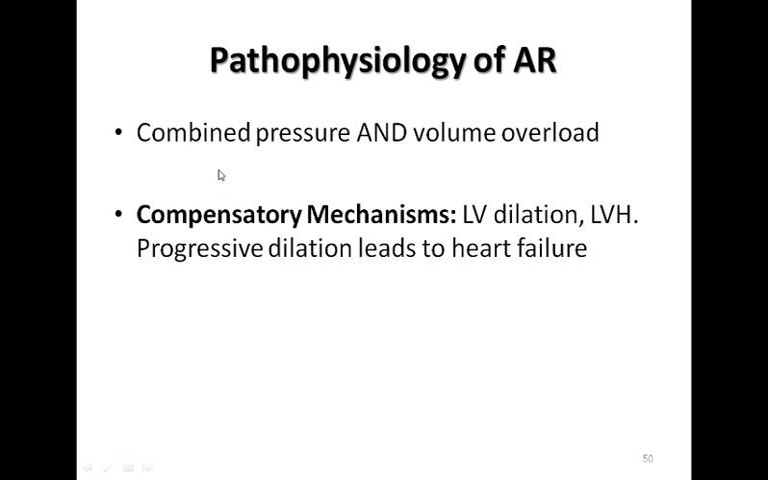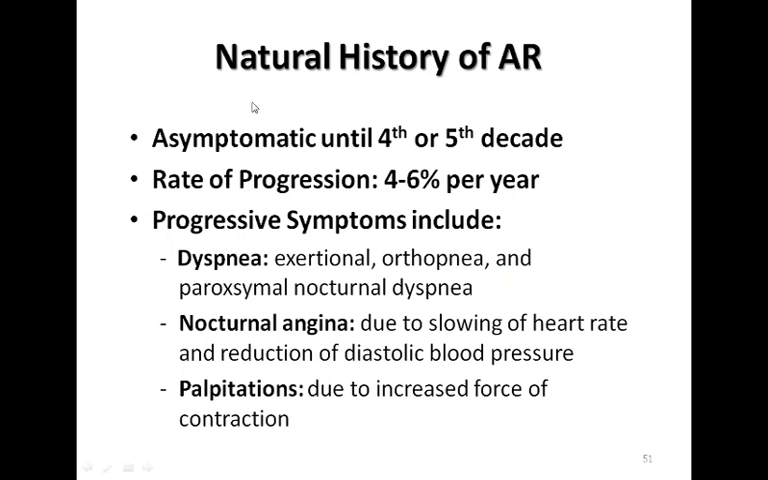Pathophysiology. A combined pressure and volume overload is seen in chronic aortic regurgitation, and compensatory mechanisms operate as a result of that. Left ventricular dilatation and left ventricular hypertrophy can be seen, and progressive dilatation leads to heart failure. What is the natural history of chronic aortic regurgitation?